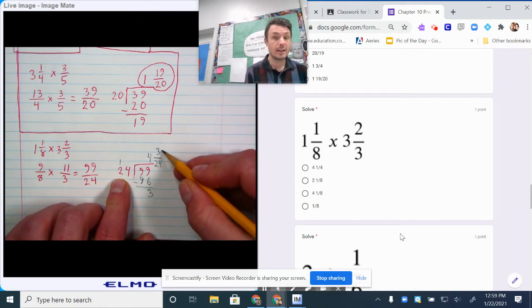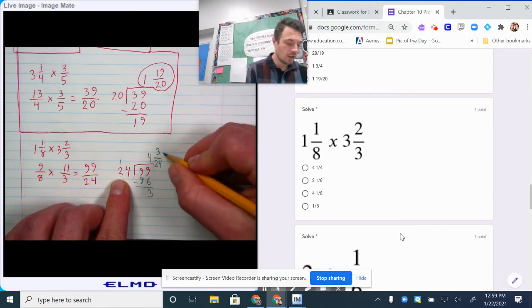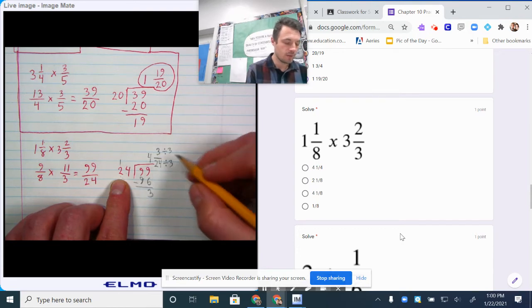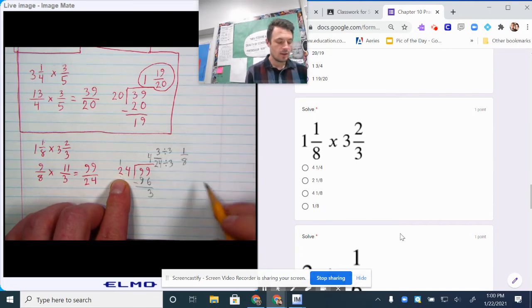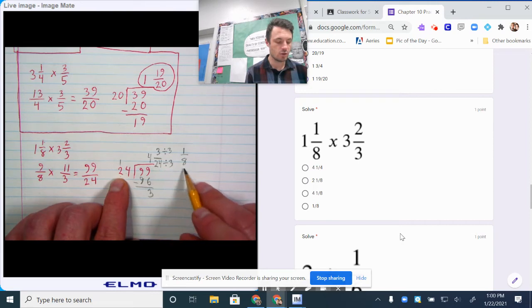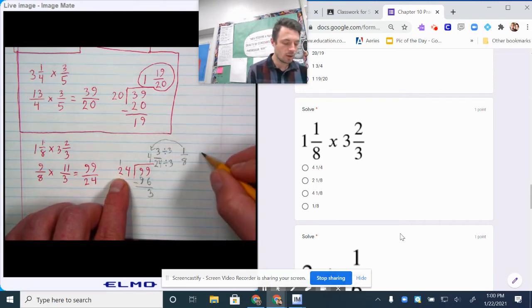Now, can 3/24 be simplified? Well, we know 3 times 8 is 24, which means 3 can fit evenly into 24, and we know 3 can fit evenly into itself. So 3 and 24 share the GCF of 3. So we need to divide the numerator and denominator by the GCF 3. 3 divided by 3 is 1. 24 divided by 3 is 8. Now, we simplified the fraction part of this mixed number and changed it into 1/8. Now we need to give that simplified fraction back to the whole number. So the final answer is 4 1/8.